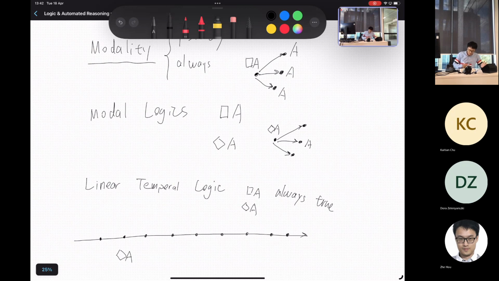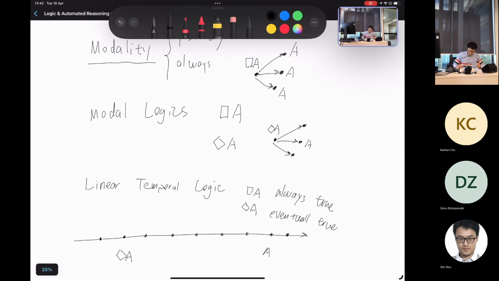Take another example. If diamond A is true here, this is called eventually true. So sometime in the future, A is true. It could be true here, or it could be true somewhere here. It doesn't matter where A is true, as long as sometime in the future it is true. That's what diamond A means. So those are all things that you cannot really express in classical logic.